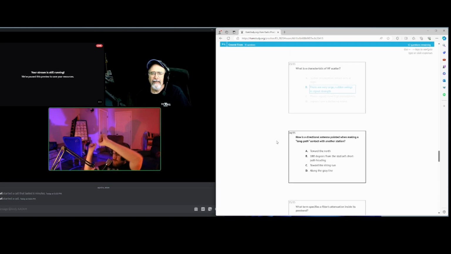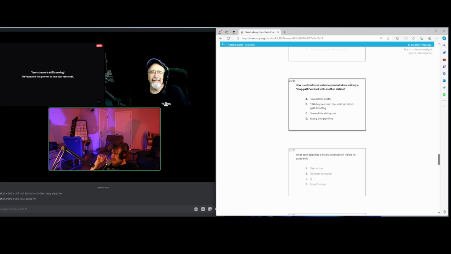Large swings. Wow. I think that's the answer. How is a directional antenna pointed when making a long path contact with another station? North. Everything's north, right? Toward the rising sun. So east. Everything's east.